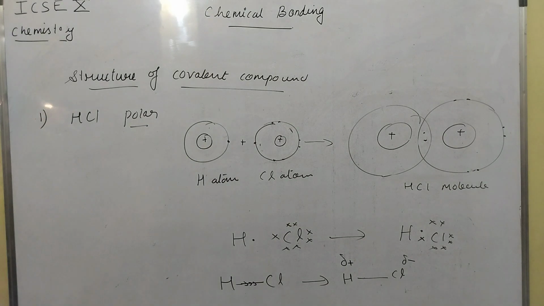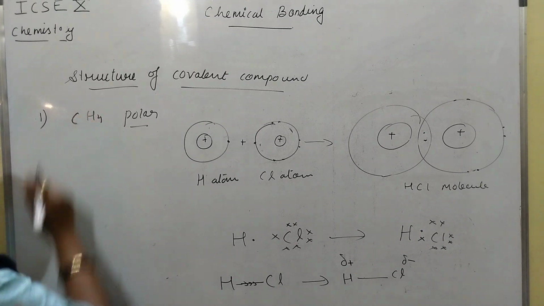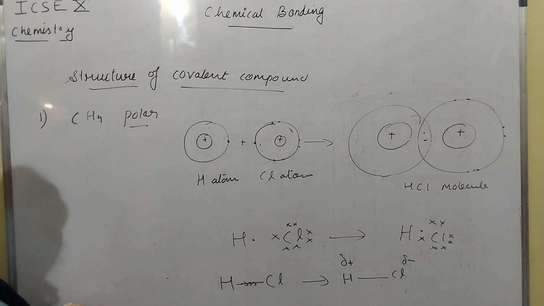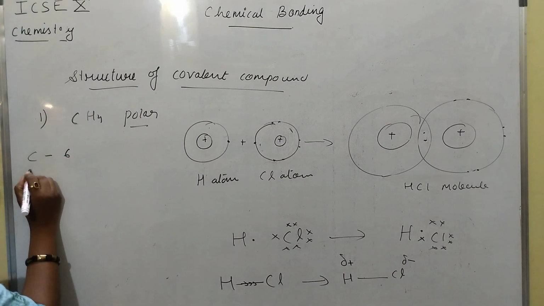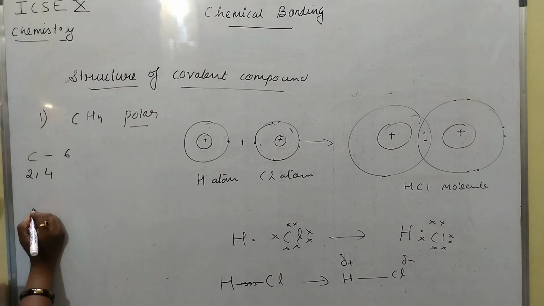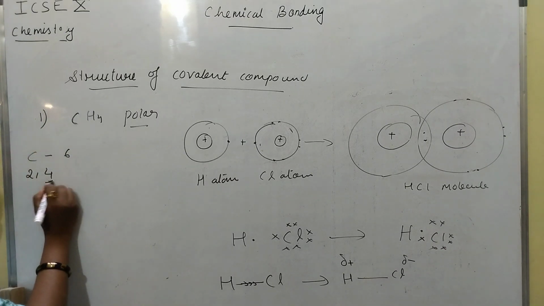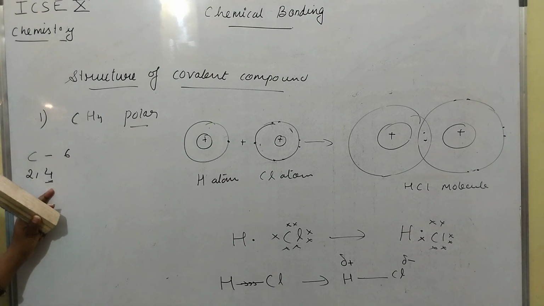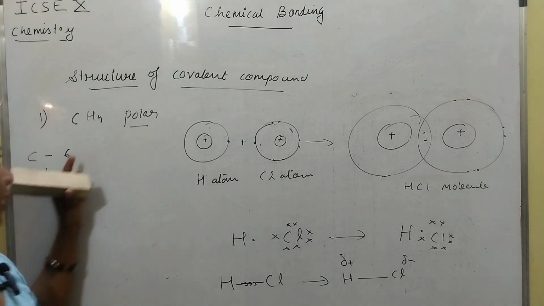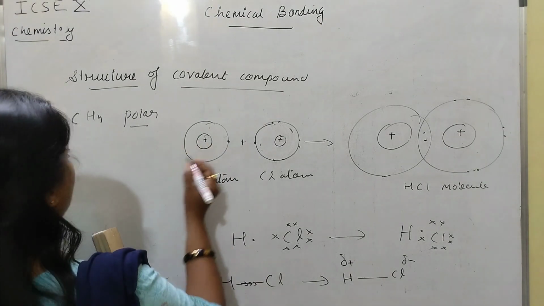Next we will see the example of methane, CH4. Carbon atomic number 6, configuration 2, 4. And hydrogen, we all know, is 1. So carbon is short of 4 electrons to complete its octet. So that completion it will do by sharing electrons with the 4 hydrogen atoms. So carbon 4.